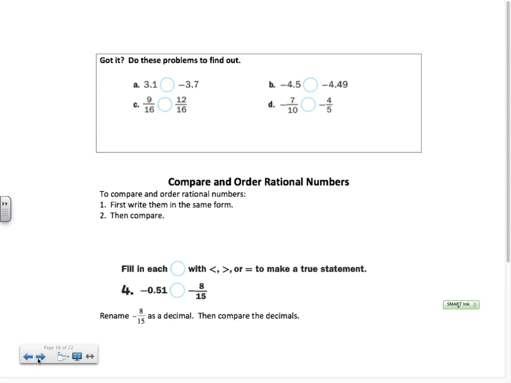Okay, let's look and see what's on the next page. Got it? Do these problems to find out. So go ahead and try A, B, C, D. Come back tomorrow and we will see how you do.